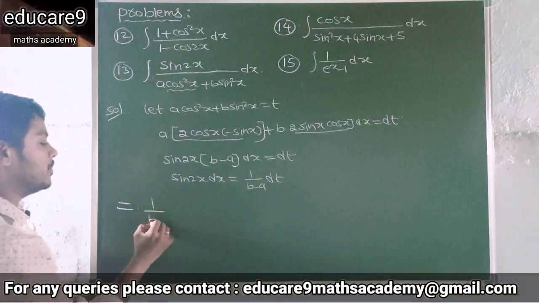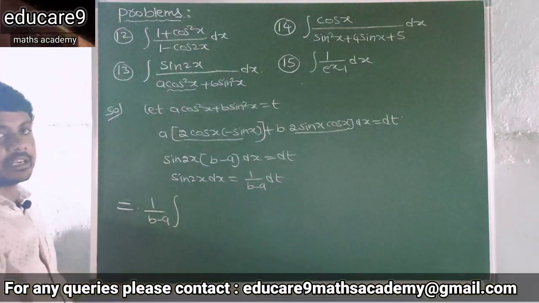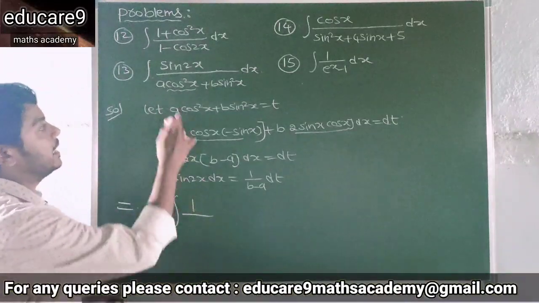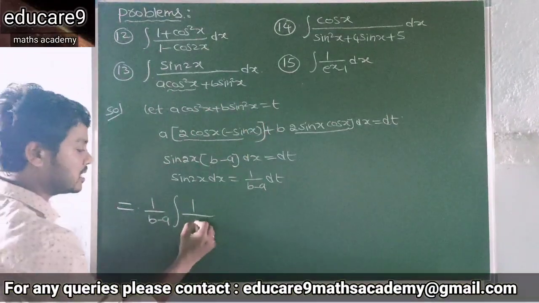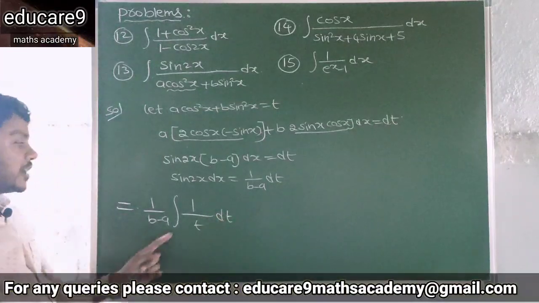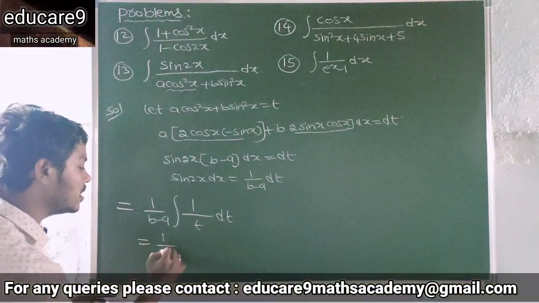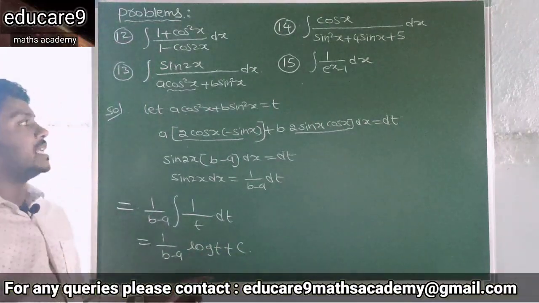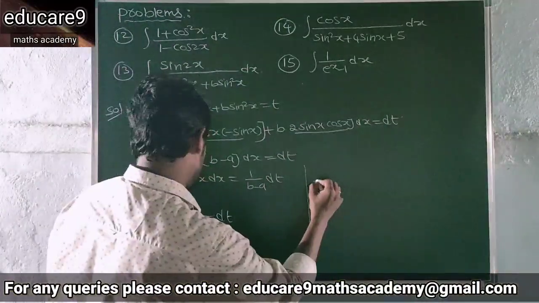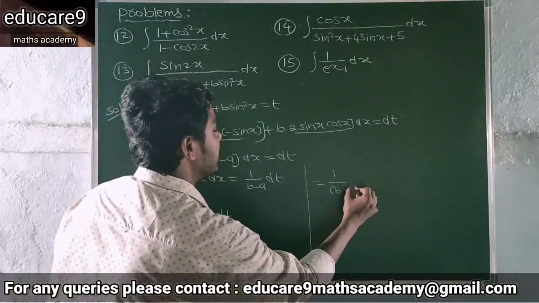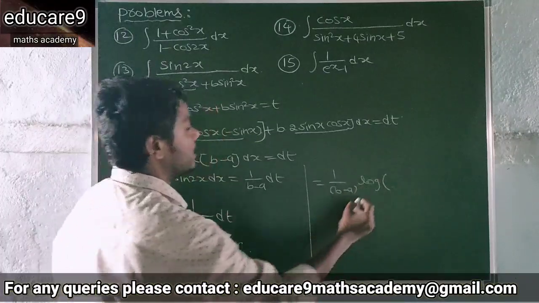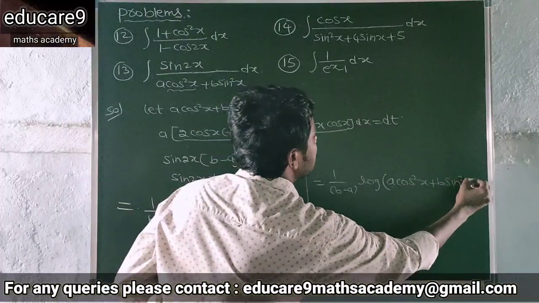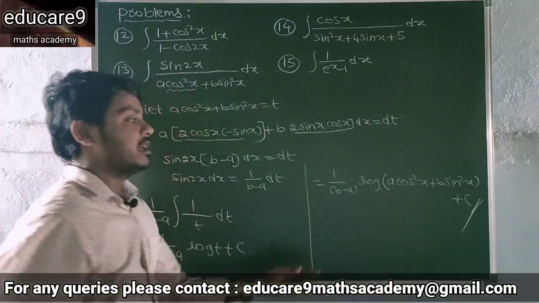So write 1 by b minus a to the left of the integral, and 1 by a cos square x plus b sin square x, that is t. So what is the integration of 1 by t? That is log t. So 1 by b minus a into log t plus c. But what is t? This one. So therefore this is 1 by b minus a into log of a cos square x plus b sin square x plus c. So this is the required answer.